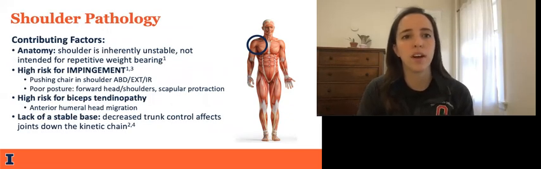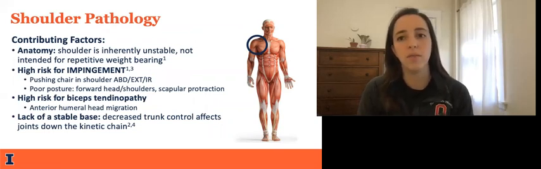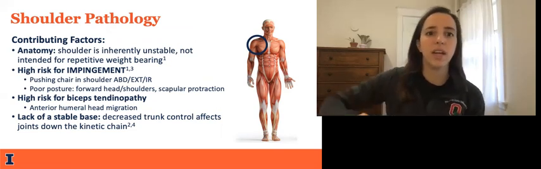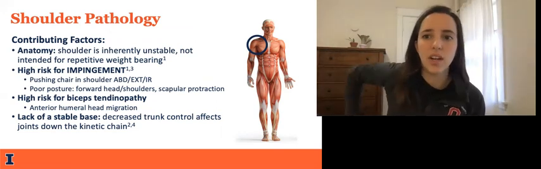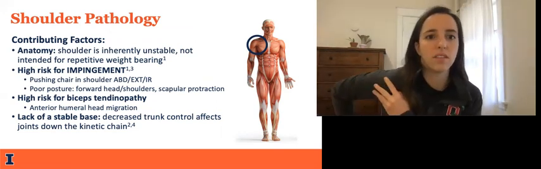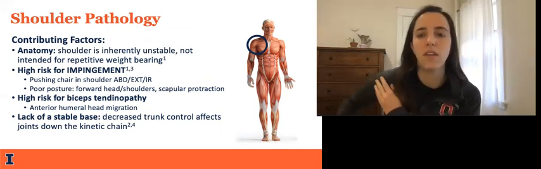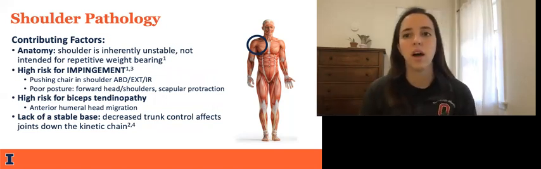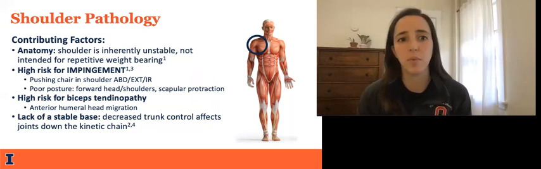So some contributing factors are just that the anatomy of the shoulder is pretty unstable. And then wheelchair users are using it for repetitive weight bearing, which is not its true purpose. They're also at higher risk for impingement because when you're pushing your chair, you're really getting into that abduction, extension, and internal rotation. So you're just asking for impingement in that position. And then you're trying to put weight through it there or push your chair through. So you're just kind of asking for impingement at that point.